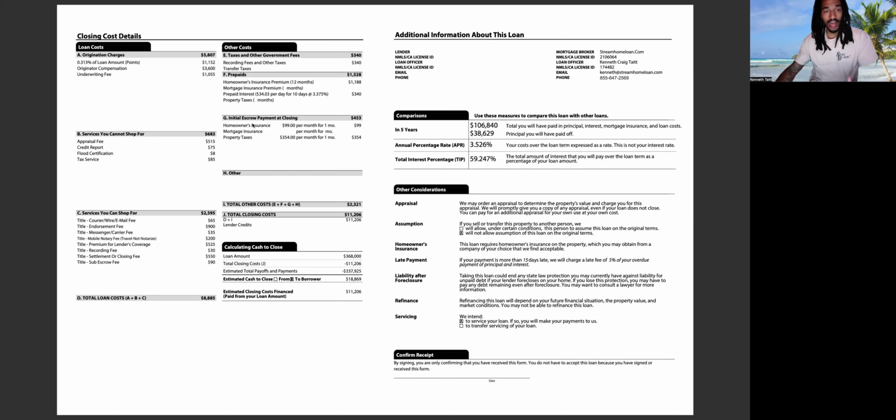Now, the initial escrow payment at closing is what is being accumulated to establish the escrow account, right? So if your homeowner's insurance is $1,188 for the year, that breaks down to $99 a month. Depending on when that homeowner's insurance is due, the lender is going to say, we require you to start off this escrow account with 1 month, 2 months, 3 months, whatever that number is, so that when that time comes around, we have the amount we need to pay your homeowner's insurance on time.